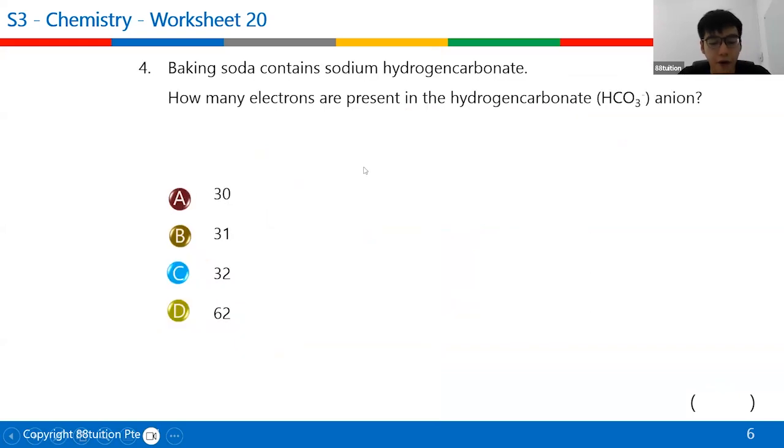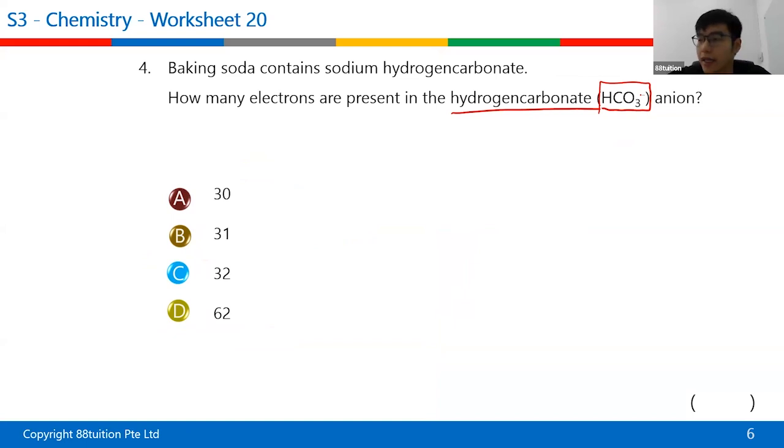Okay, question four. Baking soda contains sodium hydrogen carbonate. They tell you that the hydrogen carbonate is this formula here: HCO3 with a single negative charge. Can you tell me how many electrons are present in one of these ions?